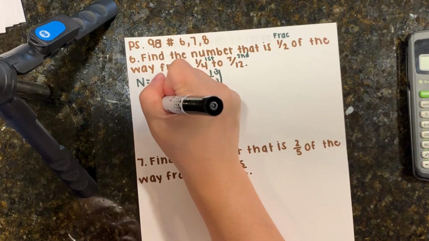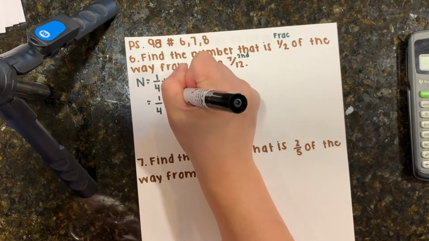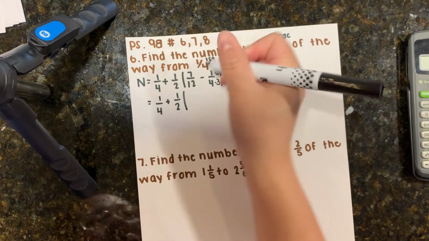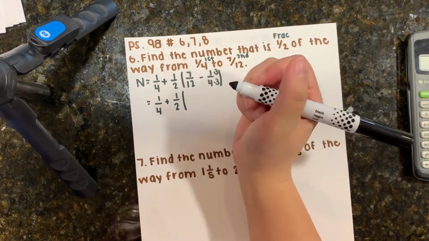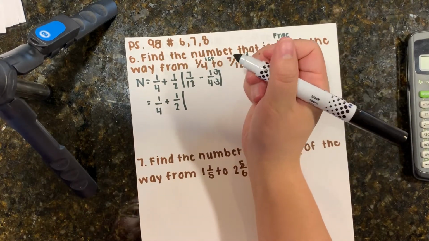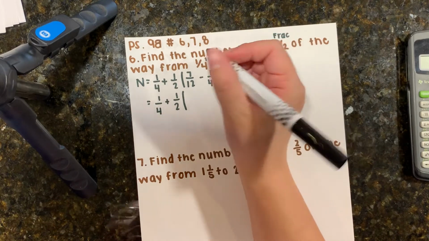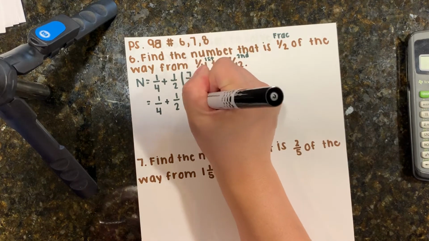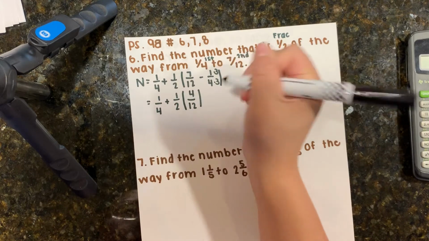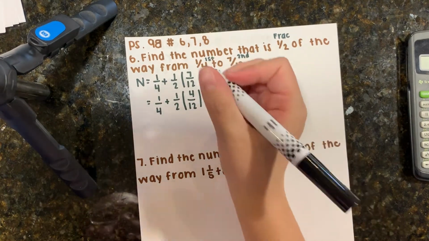So I have 1/4 plus 1/2 times 7/12 minus 3/12. Well, that would be 4/12, which I could simplify to 1/3.